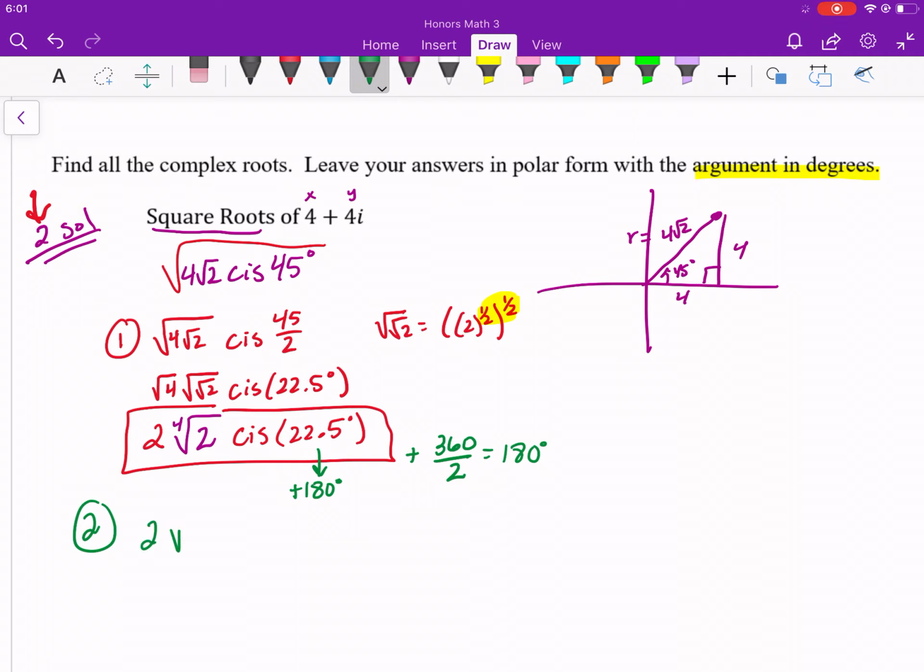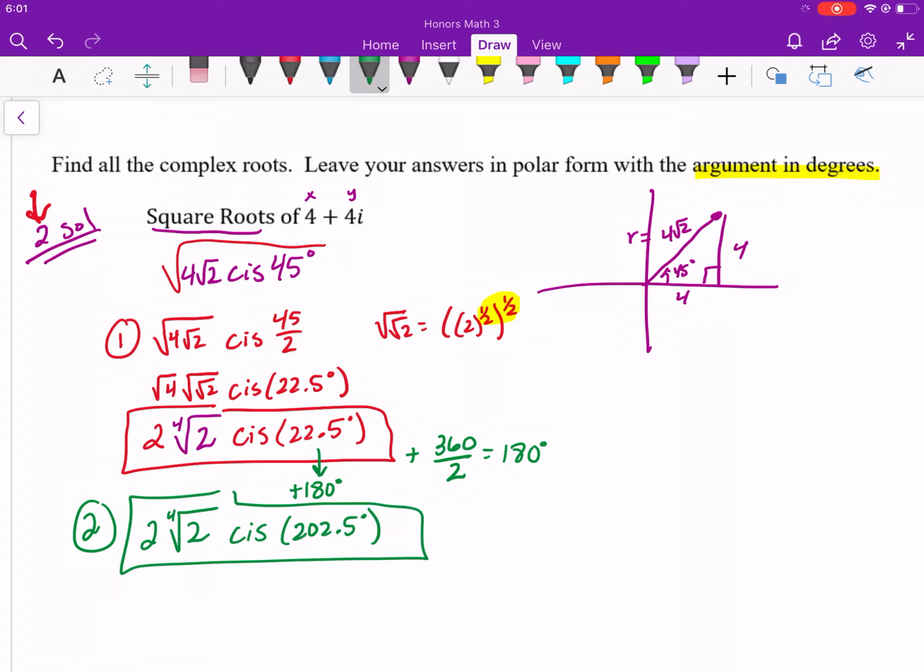So solution number 2, everything else will stay exactly the same. Your angle is just going to be 202.5 degrees. And there is your second solution. Nothing too crazy.